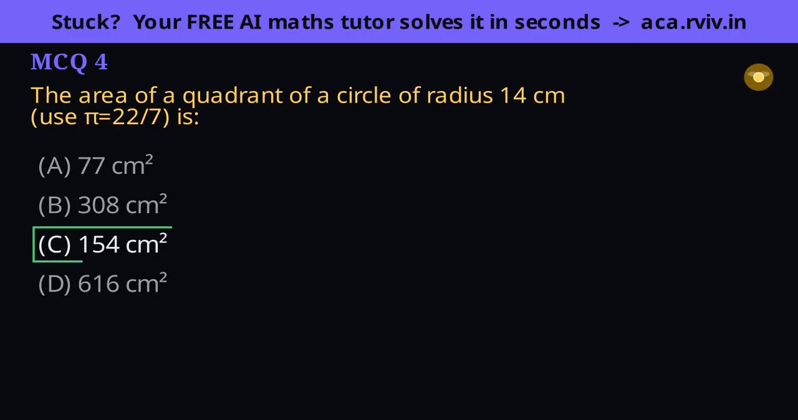C. Notice the trap 616 sitting right there. That's the whole circle, what you'd write if you forgot the quarter in quadrant. The word quadrant is doing real work, don't skim past it.